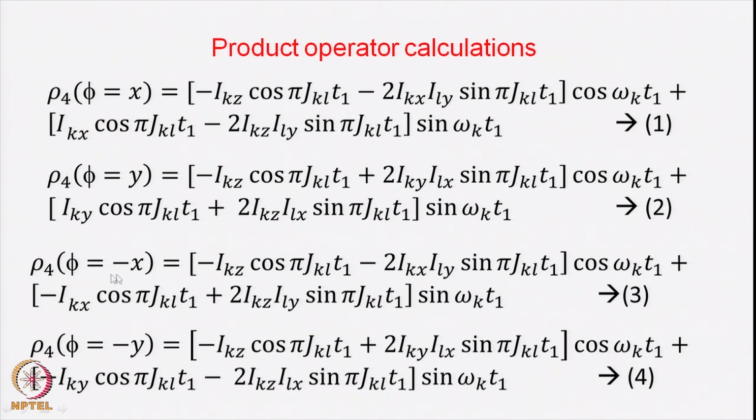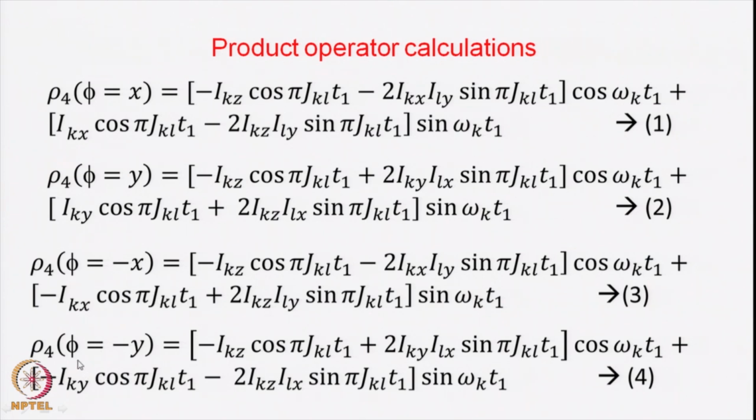If you change the phi to minus x, there is 180 degrees phase shift, then this remained the same, ikz cosine pi j k L T1, and this became again minus 2 ikx Ly as in this particular case, and the third term became minus ikx as in this first case here, except that it becomes a minus sign, and the fourth term became plus 2 ikz Ily as compared to this one. So, this is the change that happened because of the change in the phase of the excitation here.